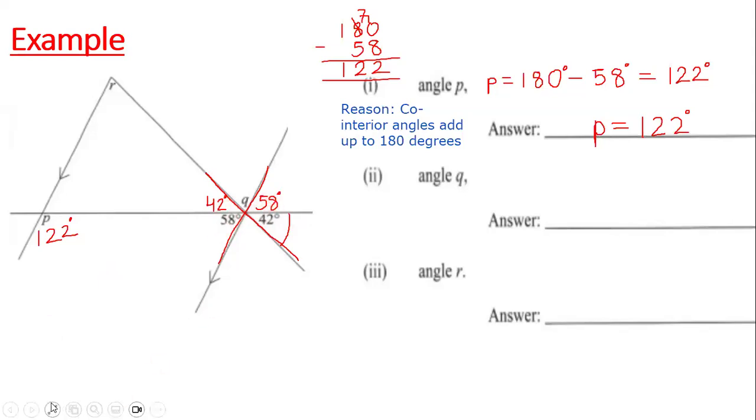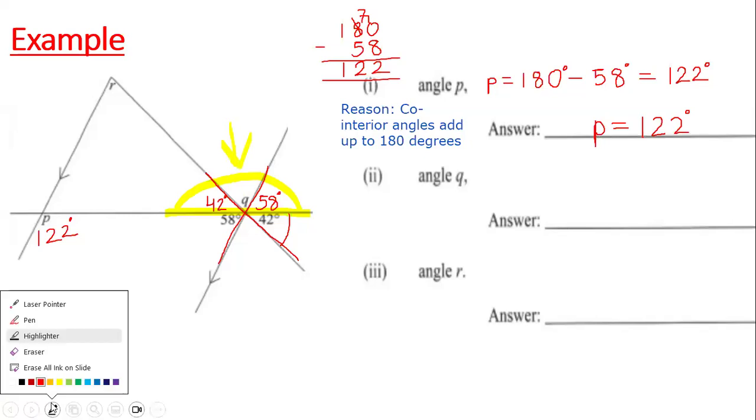But remember, we know that angles on a straight line at a common point must add up to what? 180 degrees. So what we're going to do is add 42 and 42 plus 58, and then subtract it from 180 to get 80 degrees, to get Q, all right?